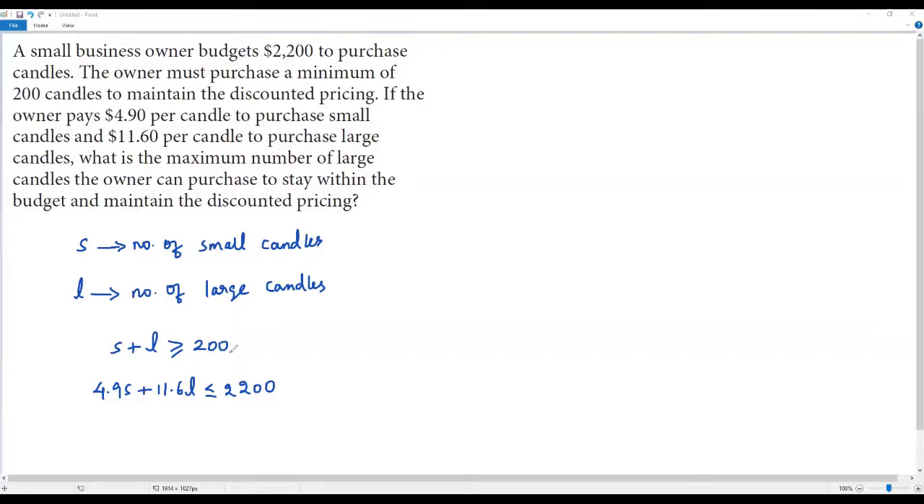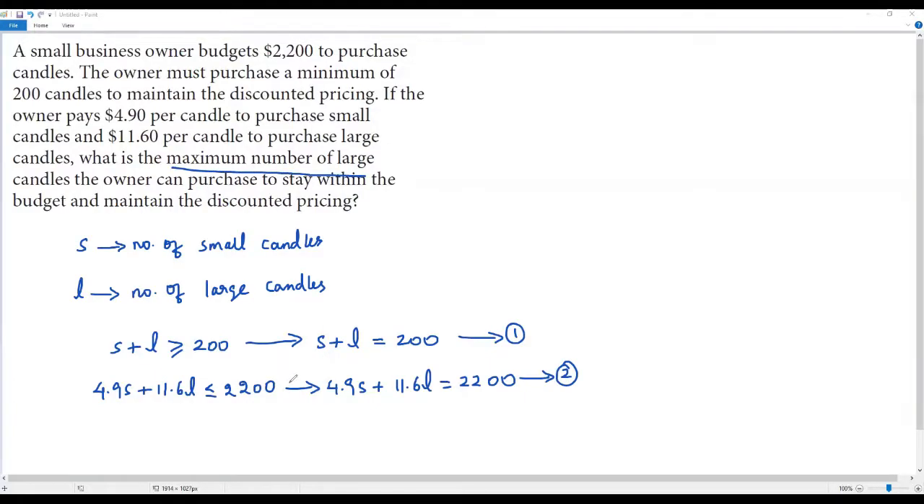Anyway, we can write each inequality as an equation. The first inequality becomes S + L = 200, and the second becomes 4.9S + 11.6L = 2,200. I name these equation 1 and equation 2. To find the point of intersection, I have to solve these two equations. At the point of intersection we'll have the maximum value for L, because the question asks for the maximum number of large candles.